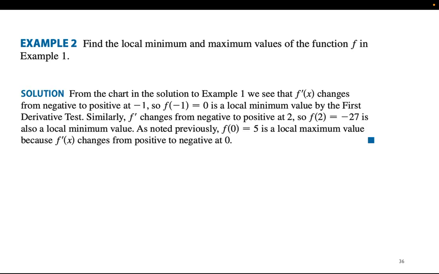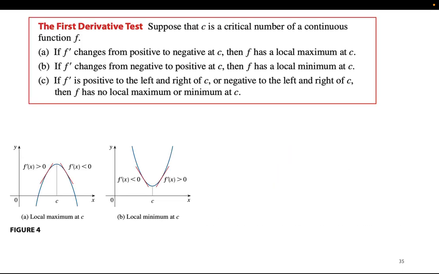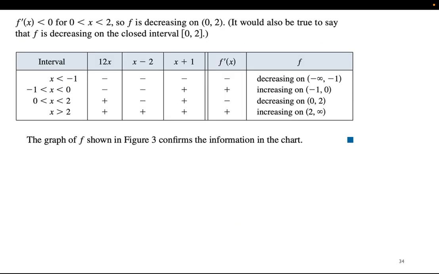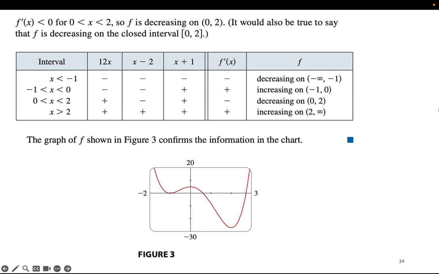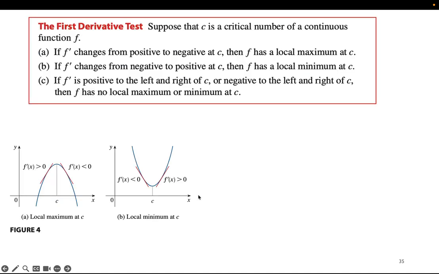Okay, so let's go back to the previous example we did earlier and see what happens. Earlier we found out that it is decreasing and then increasing. That means it's a local minimum. And if it's increasing and then decreasing, then it's a local maximum. So notice that we can figure out whether it's a local max or local min by the behavior of f prime before and after the critical number.